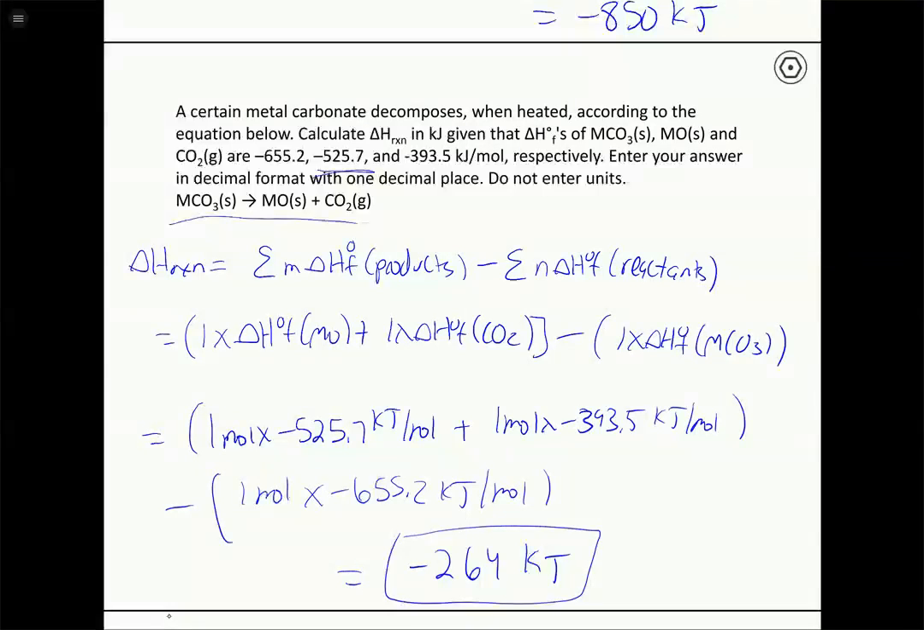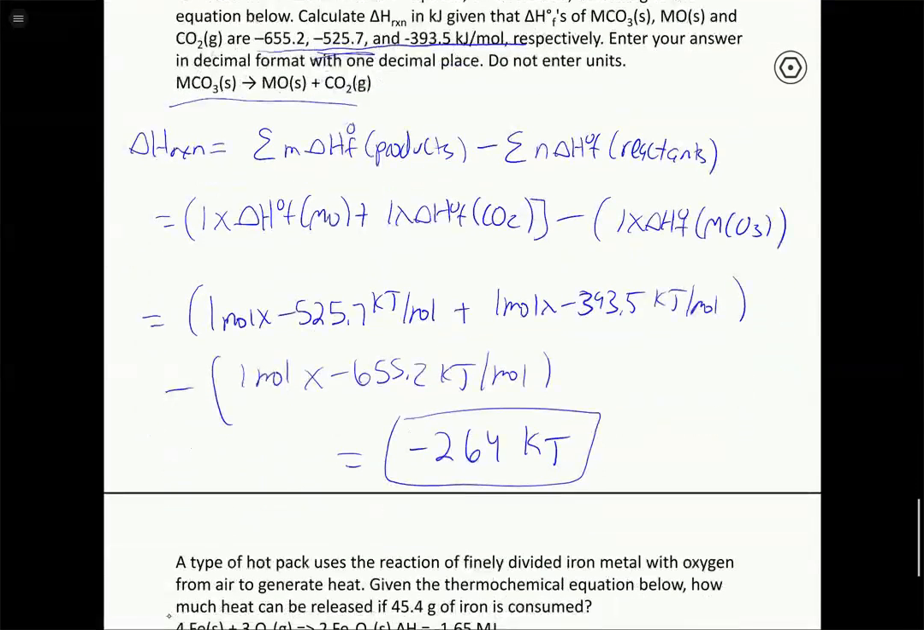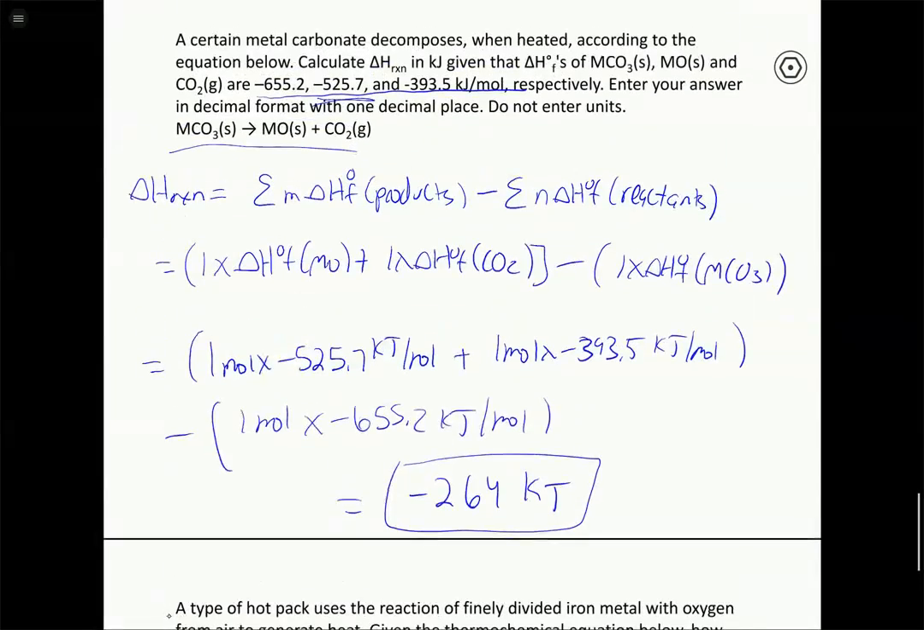I think I might have picked a weird number here. This should probably be a positive number, but with the numbers that I gave you in this hypothetical problem, this is the correct way to do it, and that is the correct answer based on these numbers. But the decomposition of a metal carbonate should have a positive delta H in most cases, so don't worry about that. Okay, so that's how we use delta H of formation.